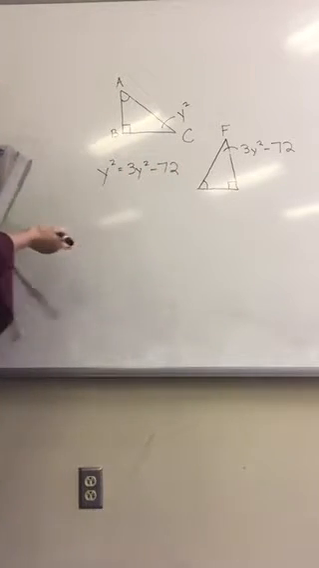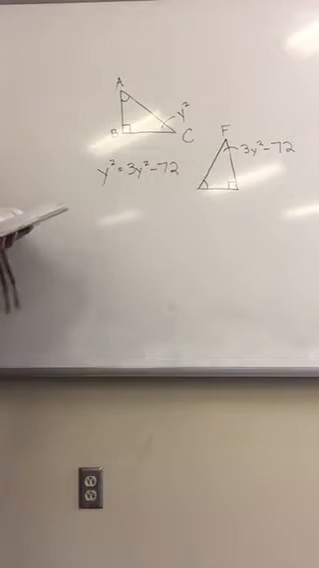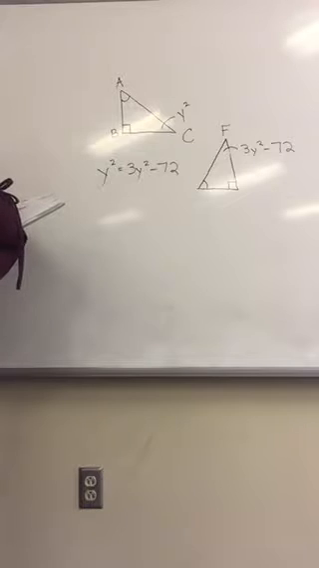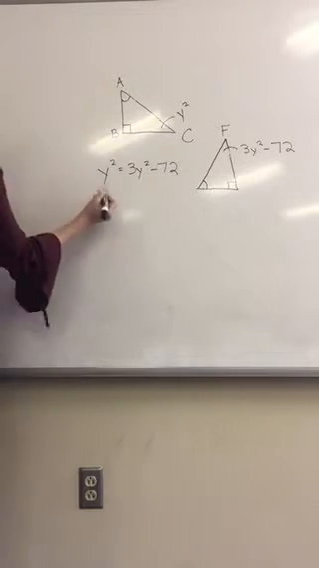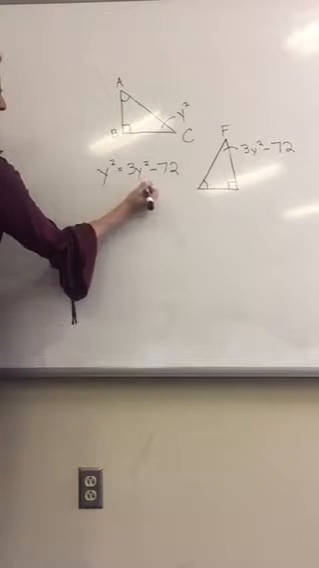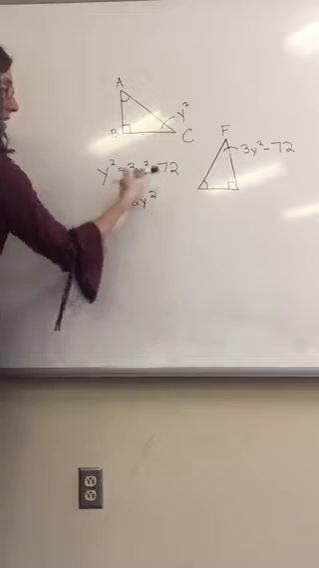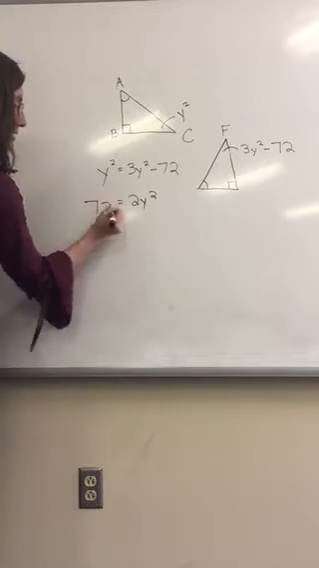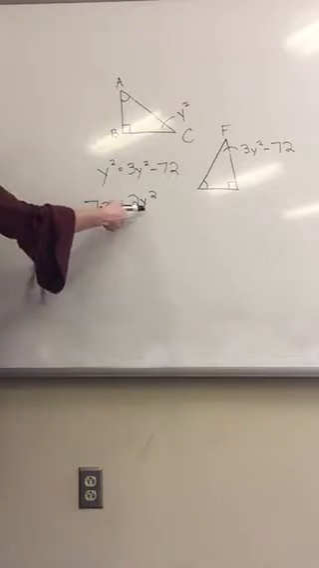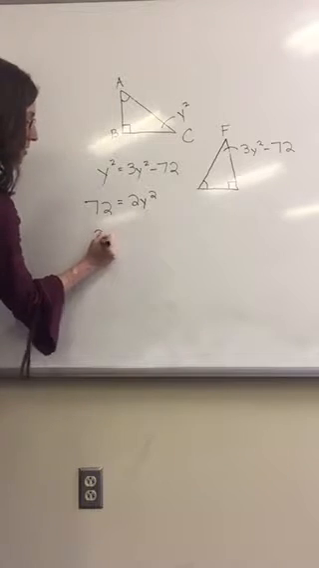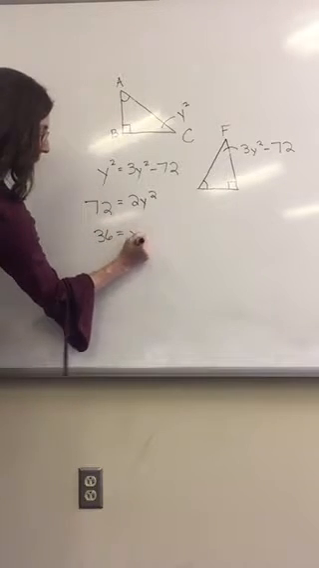Let's do the math on this, these like terms. y squared equals 3y squared minus 72. So what we're going to do is I'm going to move this y squared to that side. I'm going to subtract it from both sides. That's 2y squared. I'm going to add 72 to both sides and I have a positive 72. Now I need to start getting y alone. Let's divide both sides by 2. That's 36 equals y squared.